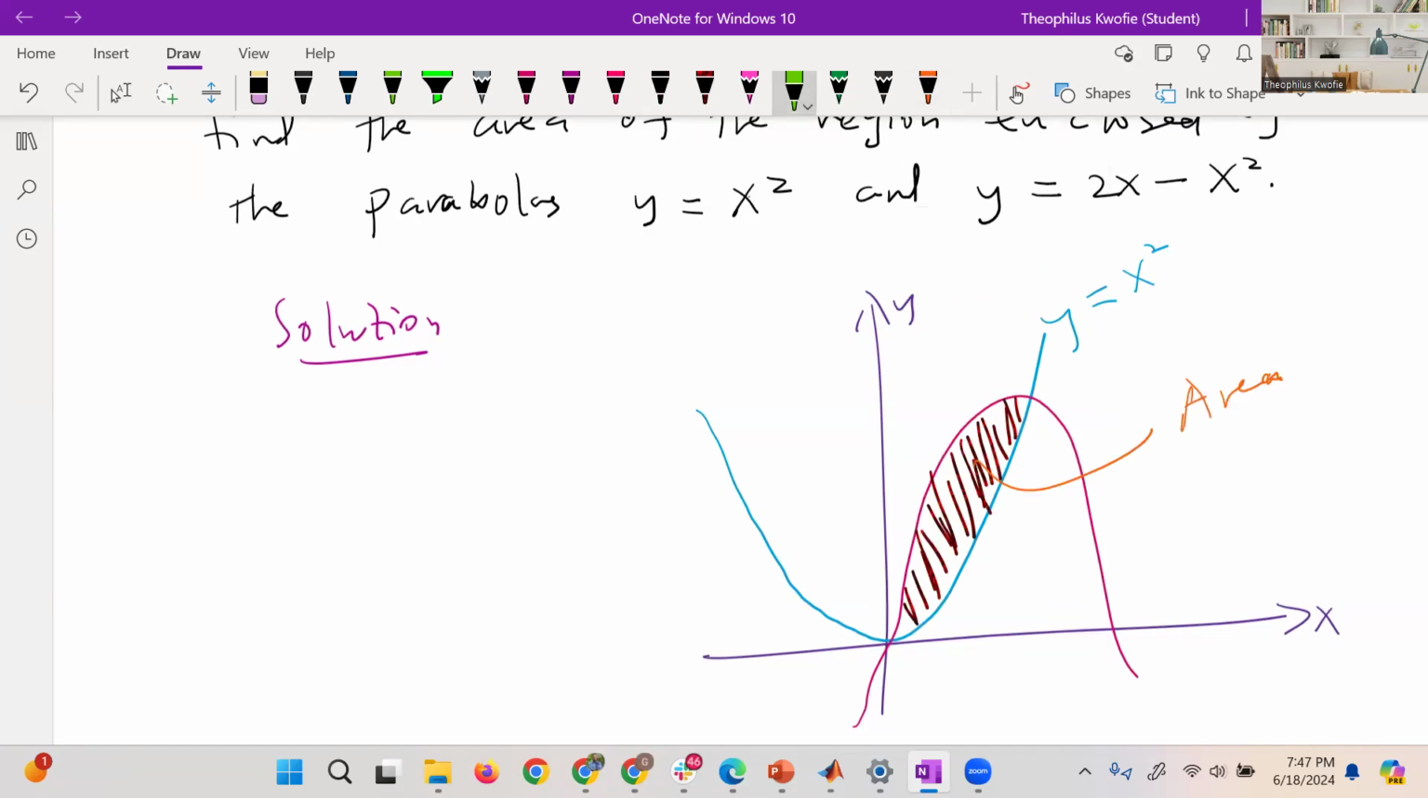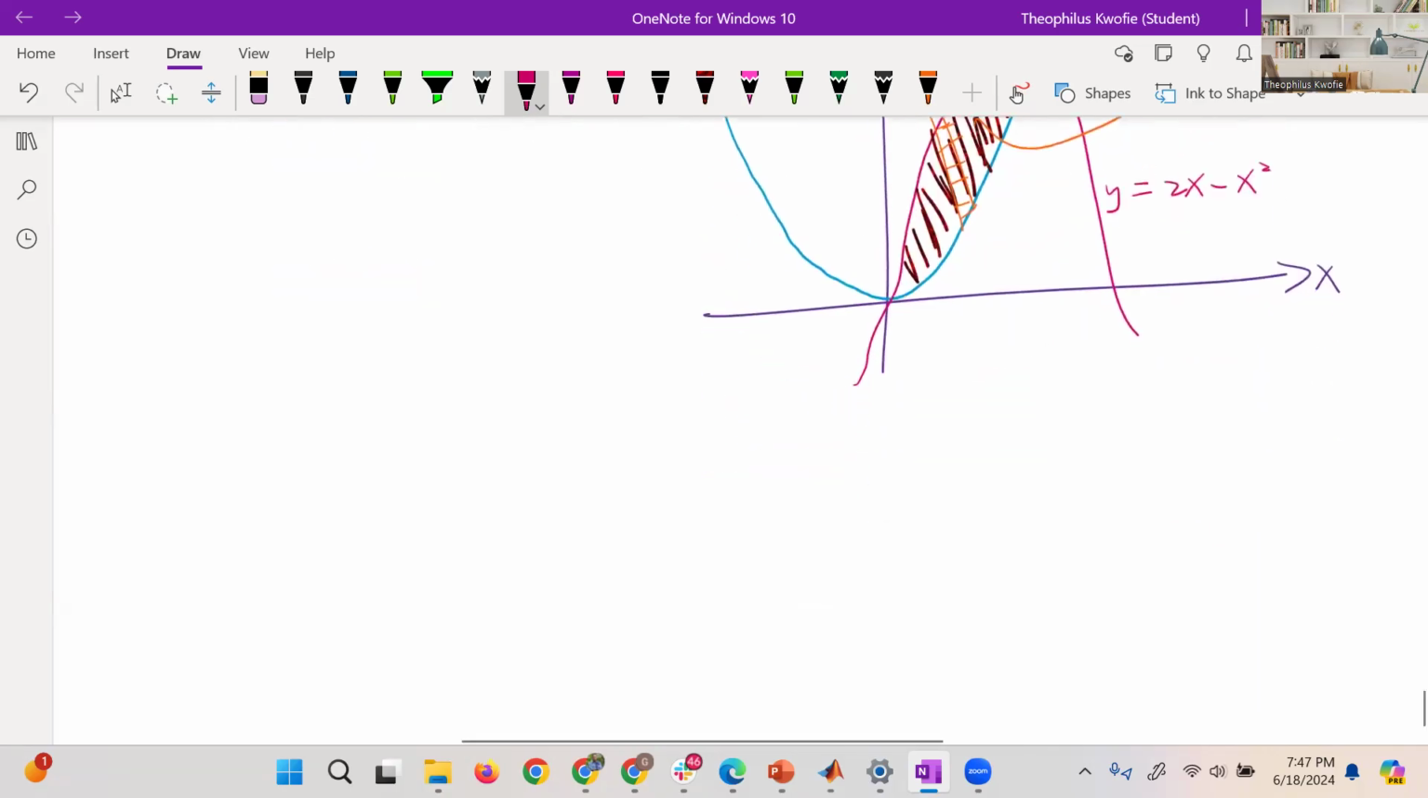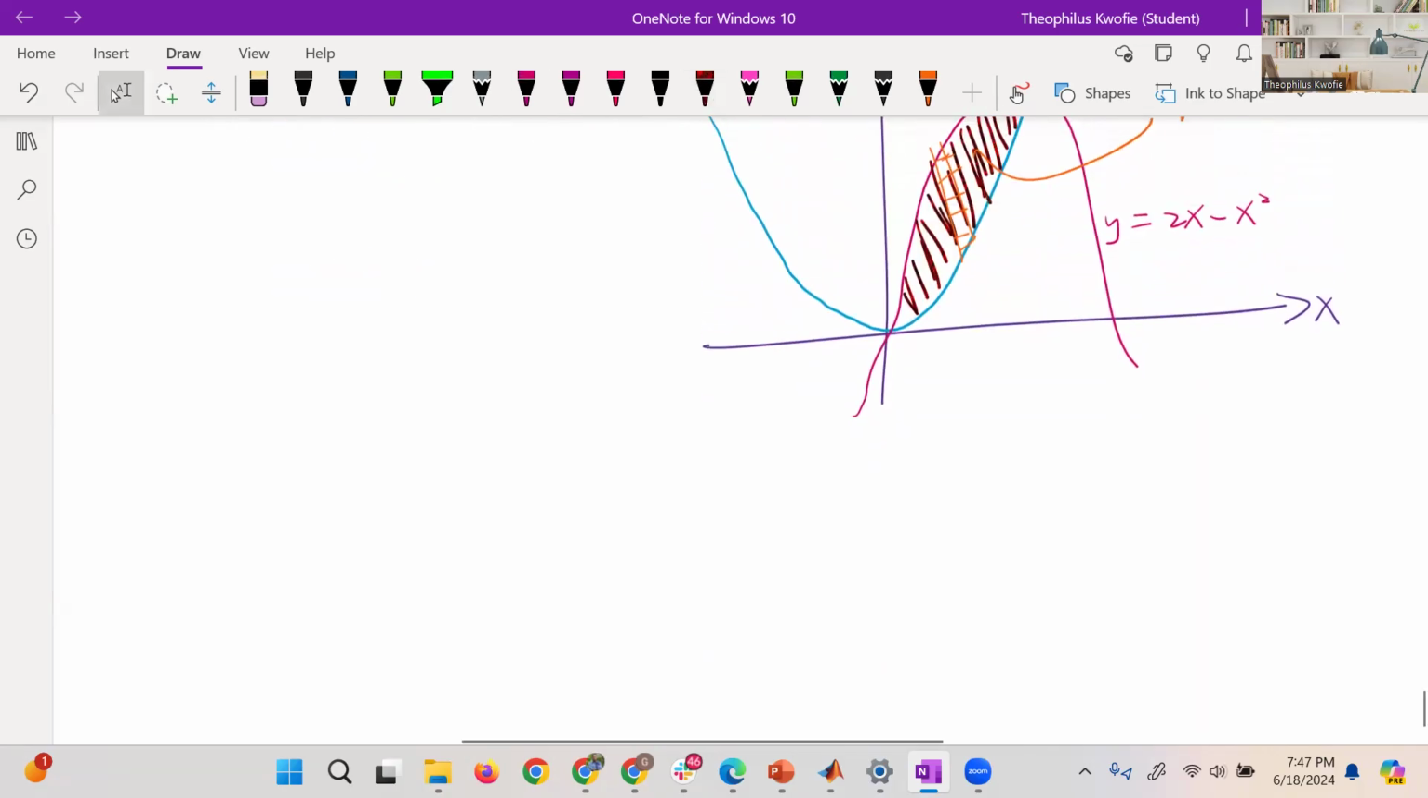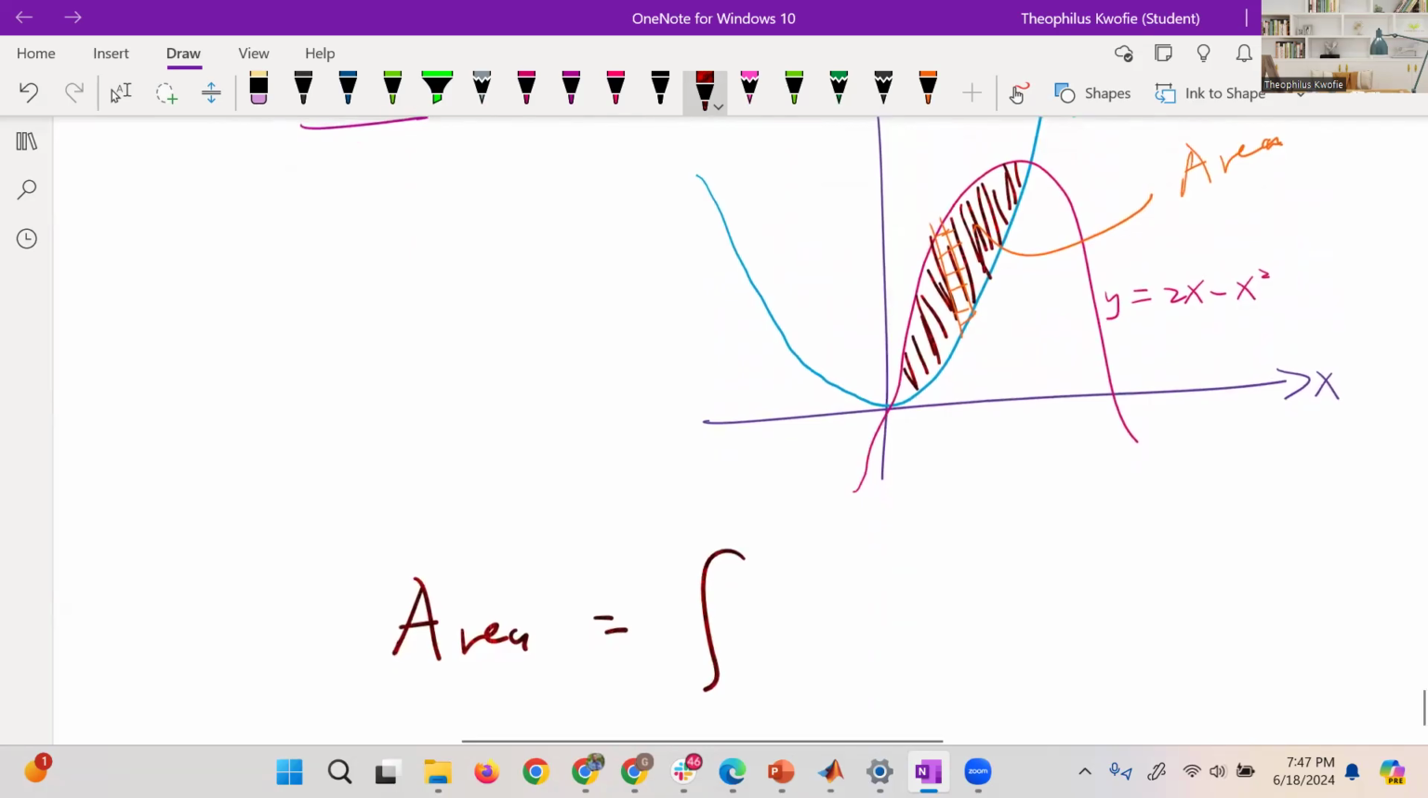If we are doing vertical slicing, we see that the graph of y equal to 2x minus x squared lies on top of y equal to x squared. Very important. By doing that, our area will just be the integral from A to B, but we have not done that yet.